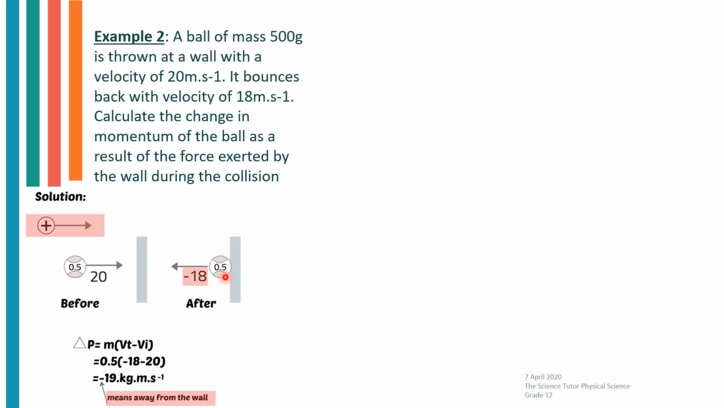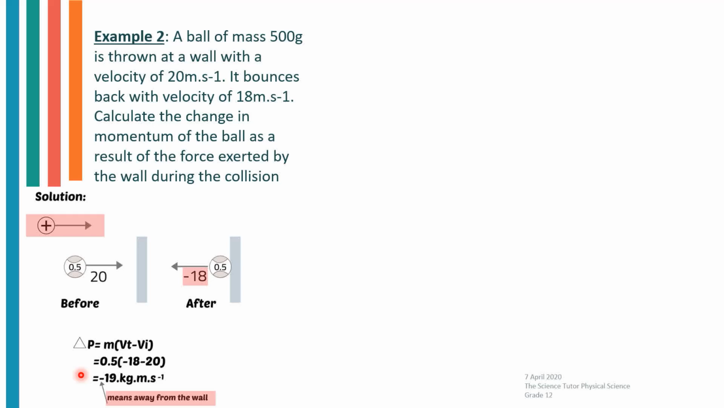It is always helpful to draw a before and after picture just so you can get your sign convention correct. Before, the 20 is in the positive direction, and after, the 18 is in the minus direction. And so your change in momentum is equal to your mass times your final velocity minus your initial velocity, which is equal to 0.5 times (18 minus 20), which is equal to negative 19 kilograms meter per second.